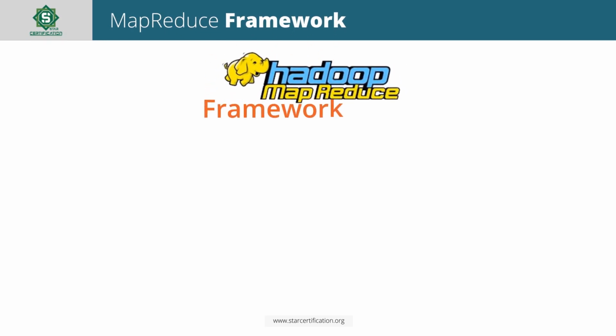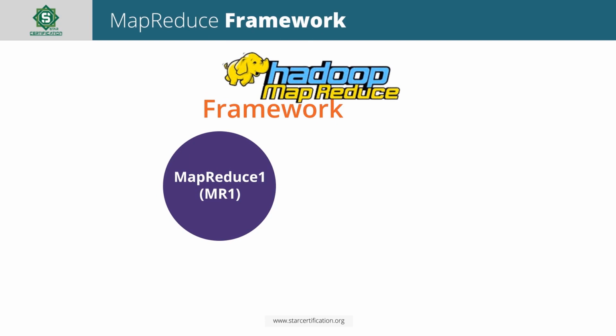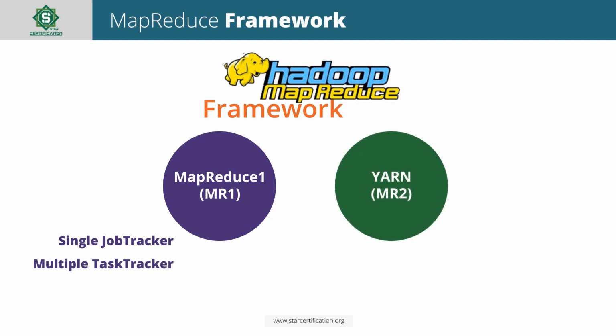MapReduce Framework. There are two types of MapReduce frameworks. MapReduce 1. The components of MR1 are a single job tracker and multiple task trackers. YARN. The components of MR2 are resource manager, node manager, and application master. MR2 has several advantages over MR1, such as better scalability, better resource utilization, and so on.